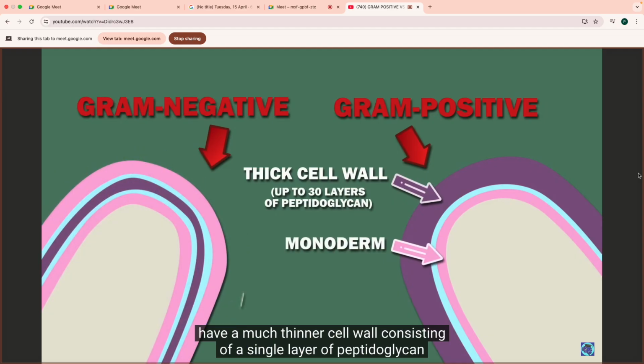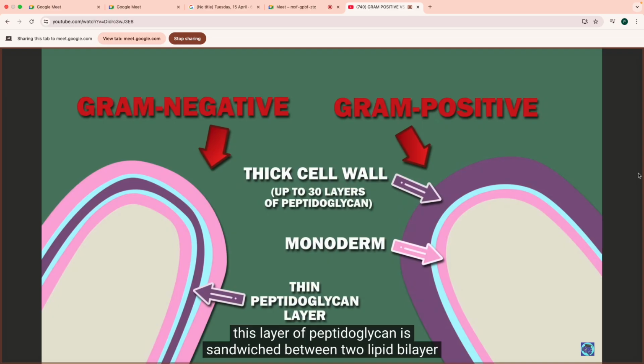Gram-negative bacteria have a much thinner cell wall, consisting of a single layer of peptidoglycan. This layer of peptidoglycan is sandwiched between two lipid bilayer membranes called diderms.